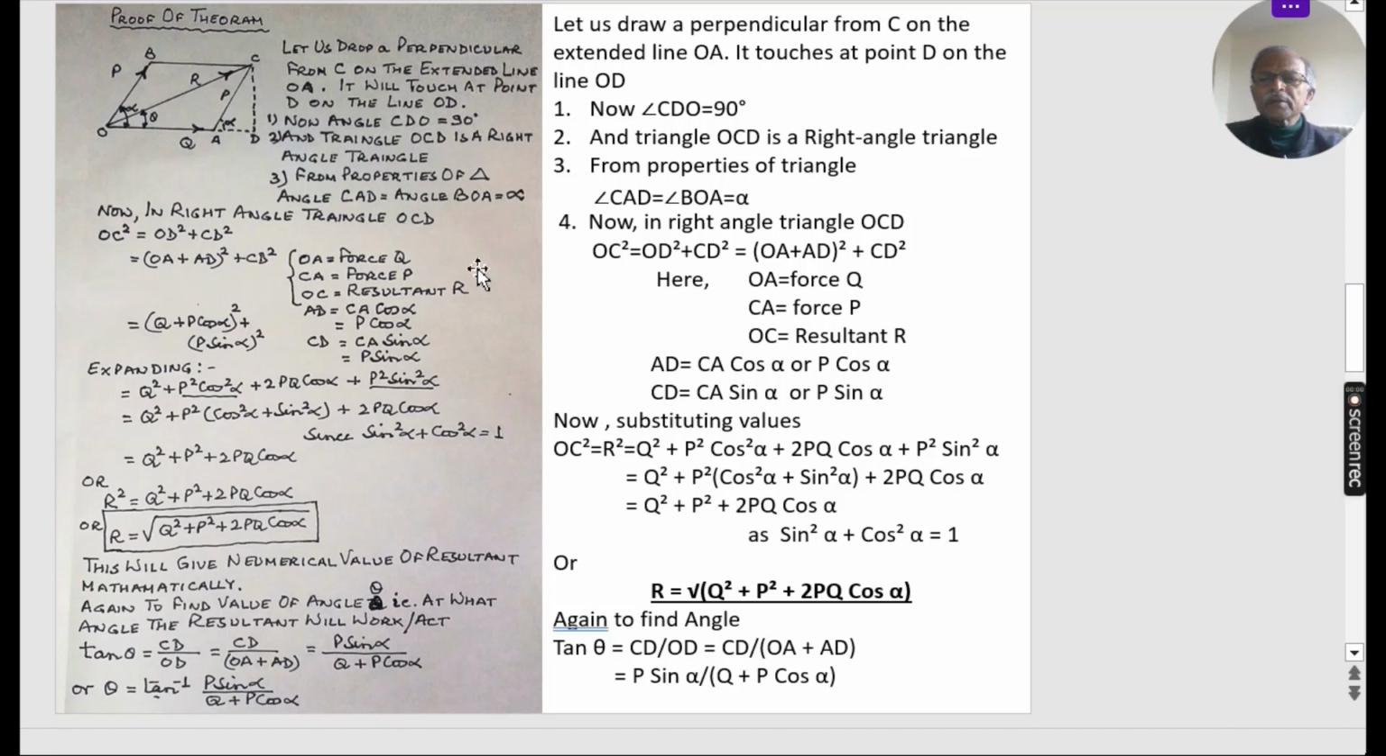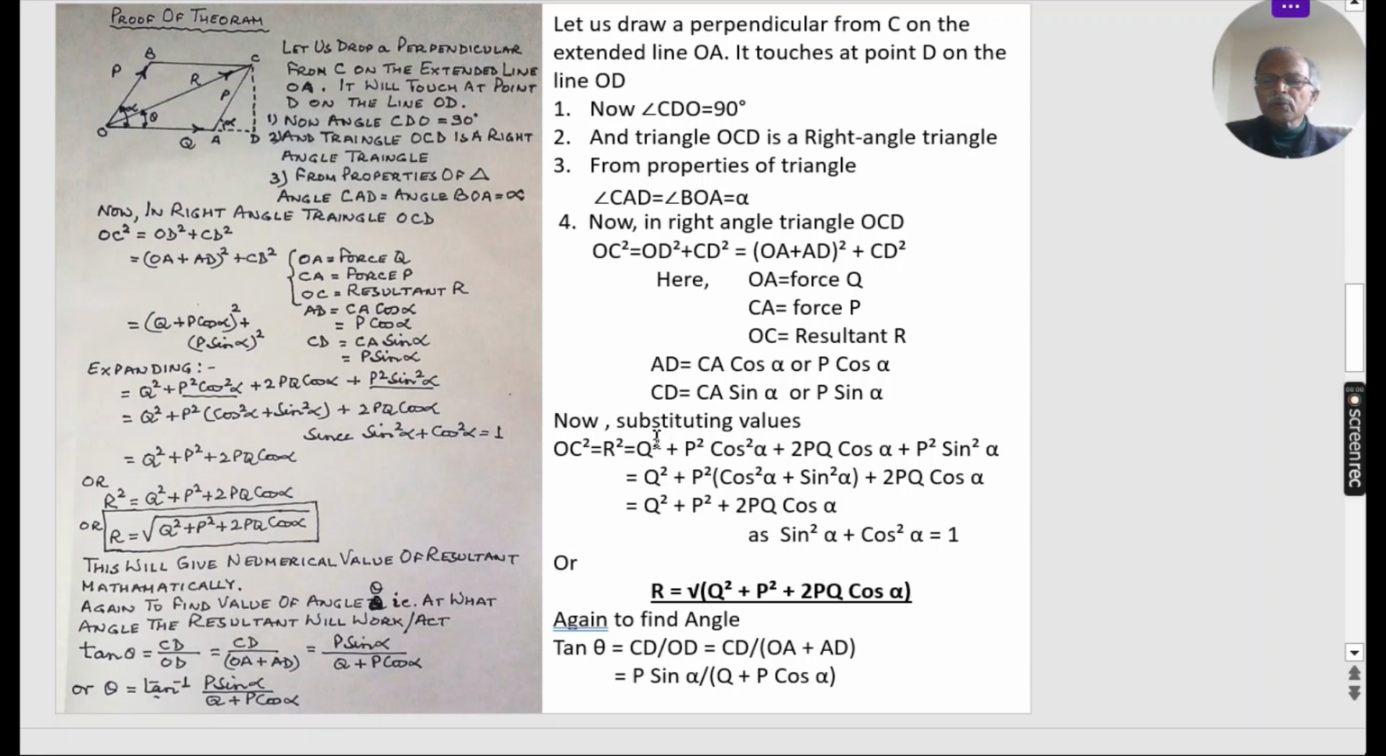So if we substitute the value, OD is OA plus AD, square, and CD is same. CD is nothing but the force P. Okay, and OA is nothing but force Q. AD is, as I have just explained, AC cos of alpha, or alternatively we can say it is P cos of alpha. So here I have substituted the value.